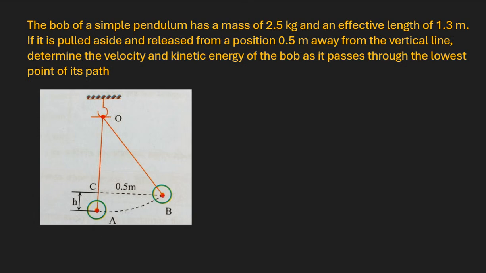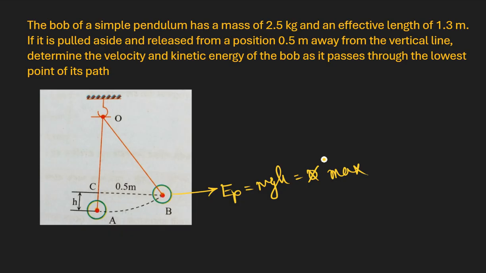To solve this problem, we have to understand the equation first. The bob of a simple pendulum has a mass of 2.5 kilos. So this is the bob, the green circle, and the maximum amplitude is at point B. At point B, remember the potential energy mgh is not 0. Here is the maximum amount of potential energy available at B. Here will be the maximum potential.